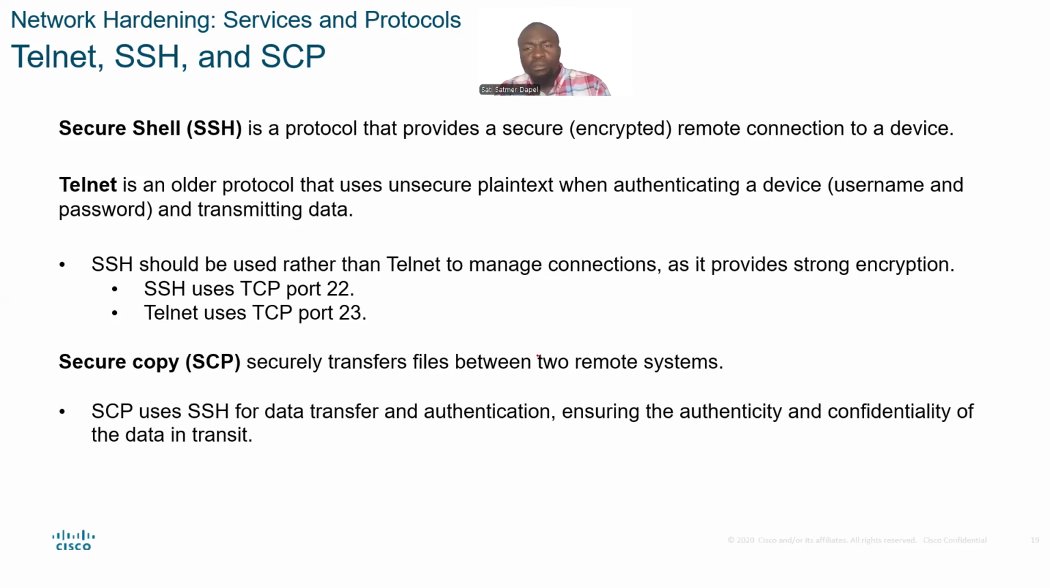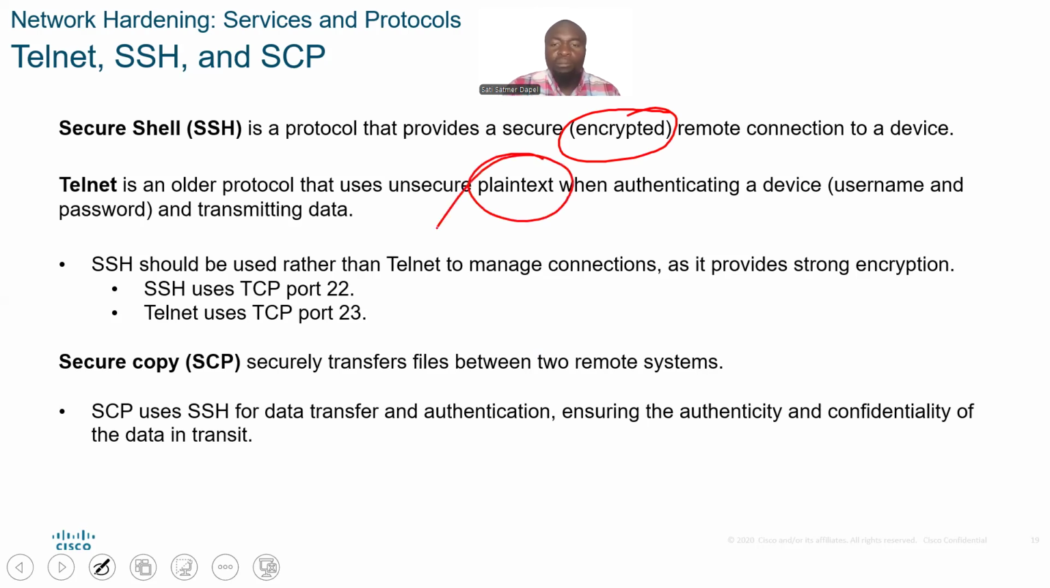Now, each one of them has its advantages and disadvantages. For instance, SSH is called secure shell. It's a protocol that provides secure remote connection. And when we say secure, it's because it is encrypted. So it provides secure remote connection to a device. Telnet, which is an older version, also gives you that feature, but it is not secure because it's not encrypted. It does that in plain text.